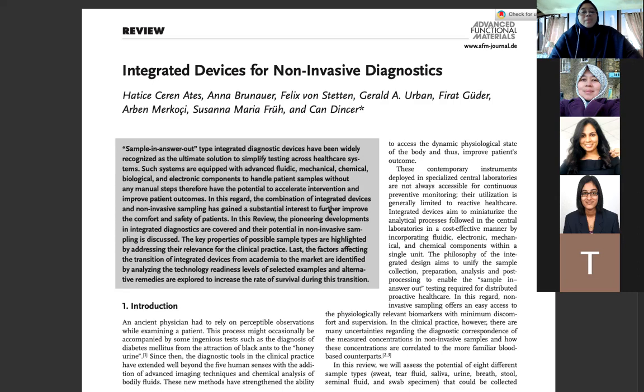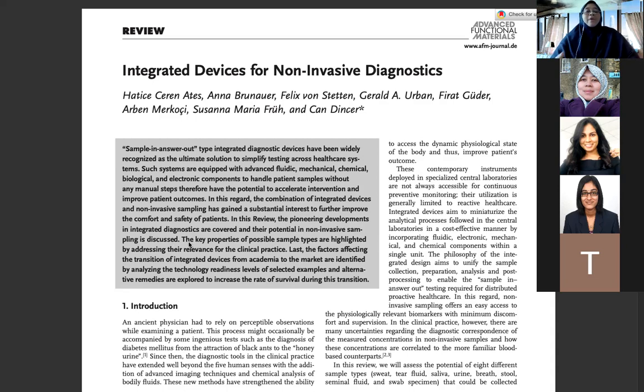So in this regard, the combination of integrated devices, because this is the title of the review paper, and non-invasive sampling has gained a substantial interest to further improve the comfort and safety of patients. So I think that sort of justifies why he wants to write a review on integrated devices. Okay, so now he's telling what is actually inside this review paper. In this review, the pioneering developments in integrated diagnostic are covered, and their potential in non-invasive sampling is discussed.